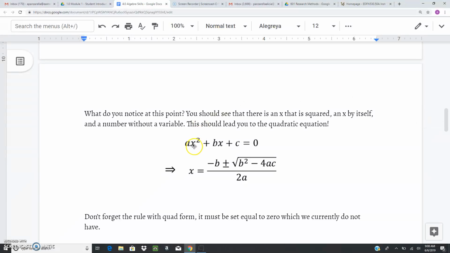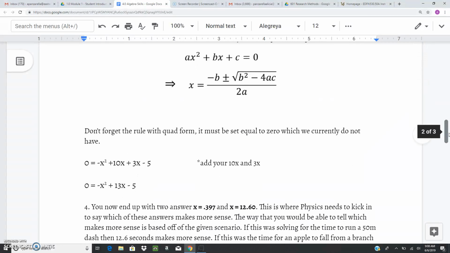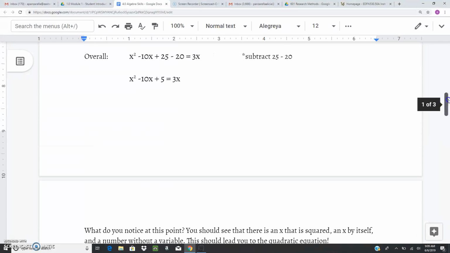Because we have our x squared, we have our x, and we have our number that is lacking a variable. But there is a rule that is associated with quad form: your equation has to be set equal to 0. So I went ahead and put everything on the right-hand side. And again, our equation from up here was that x squared minus 10x plus 5 equals 3x.